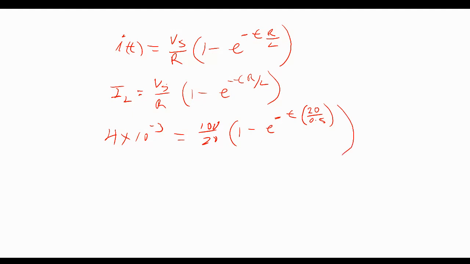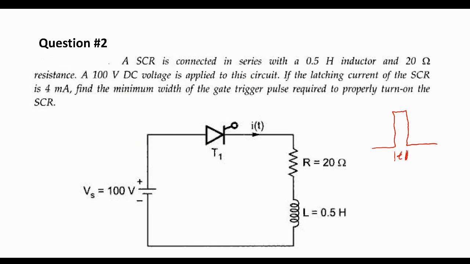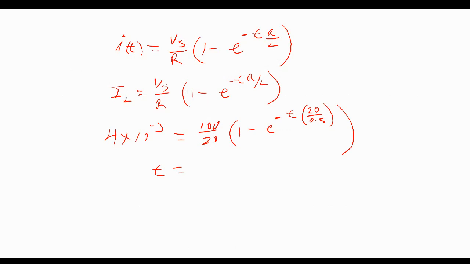Work that out, see what I get. So find t. Just make t the subject of the formula. That t will give us the minimum width. This is what we're talking about, that pulse. Work it out and let me know what you get.